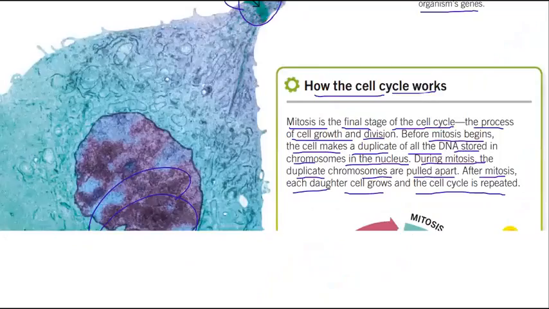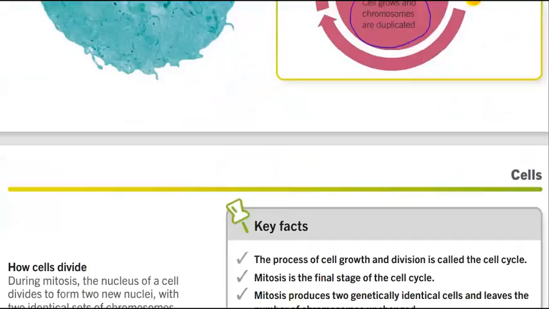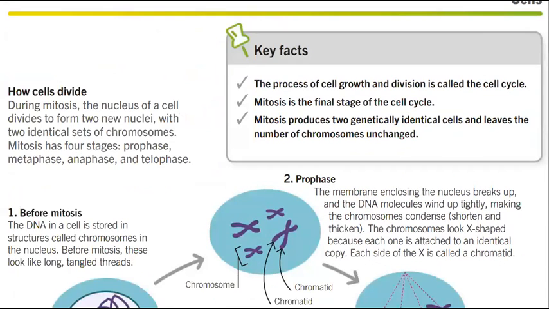Next, how do cells divide? The process of cell growth and division is nothing but the cell cycle. Mitosis is the final stage of the cell cycle. Mitosis produces genetically identical cells and leaves the number of chromosomes unchanged.